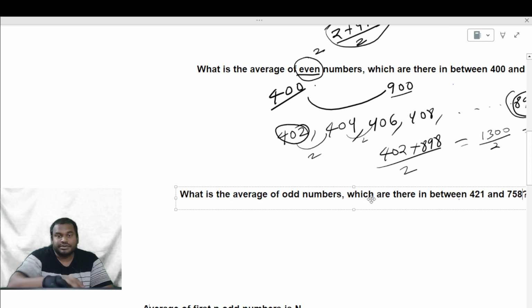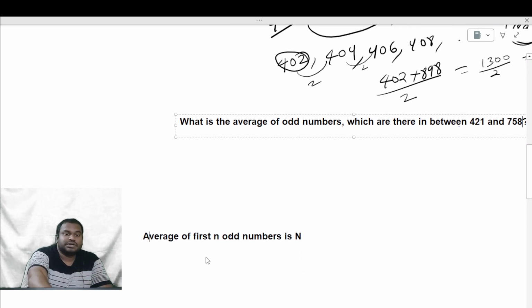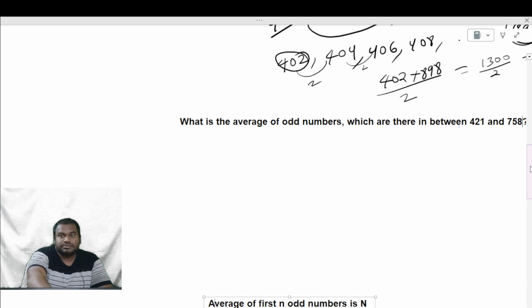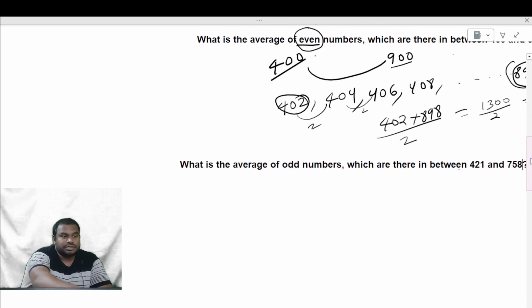What is the average of odd numbers? Here, the count is to be taken for odd numbers, the odd numbers which are there in between 421 and 758. Is 421 an odd number? Yes, 421 is an odd number. But do we need to take 421? It should not be taken, because we want the numbers in between.